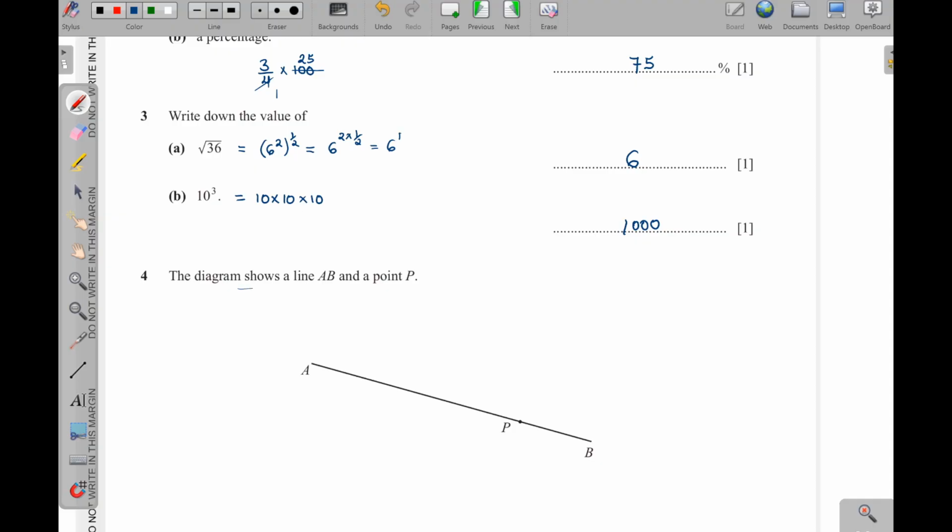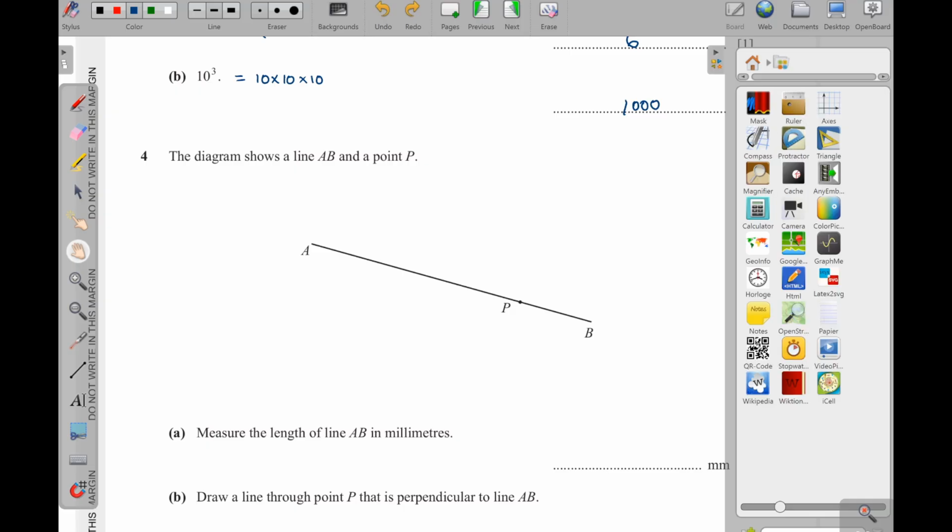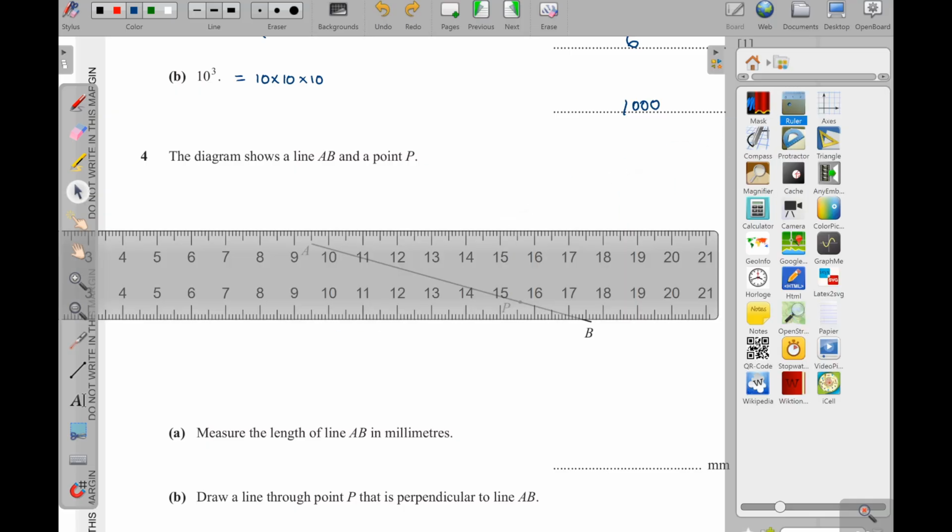And then question 4. The diagram shows the line AB and a point P. Then they are saying measure the length of the line AB in millimeters. So just get your ruler and then you measure.